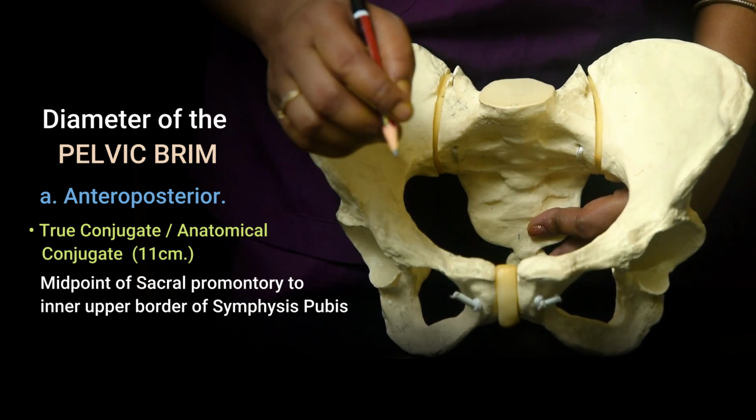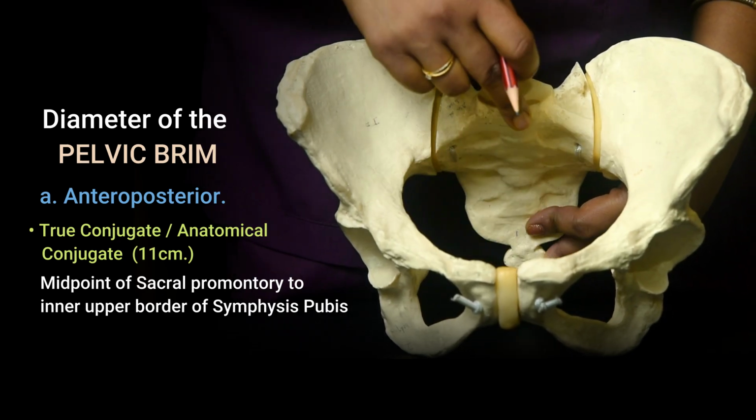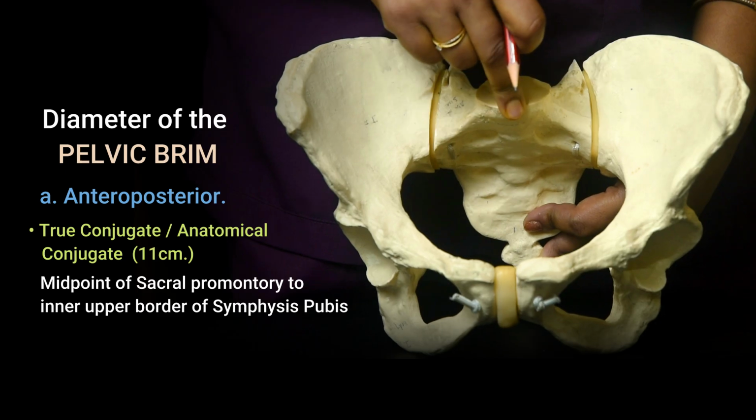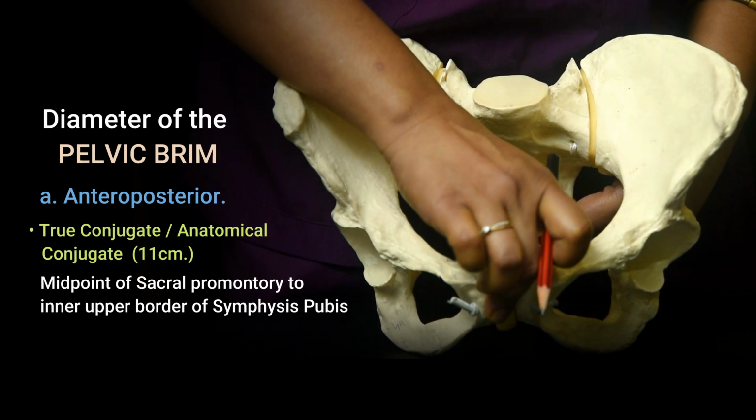To remember easily, understand that the anteroposterior diameter of the pelvic brim will start from the midpoint of the sacral promontory for each one and end at the symphysis pubis.